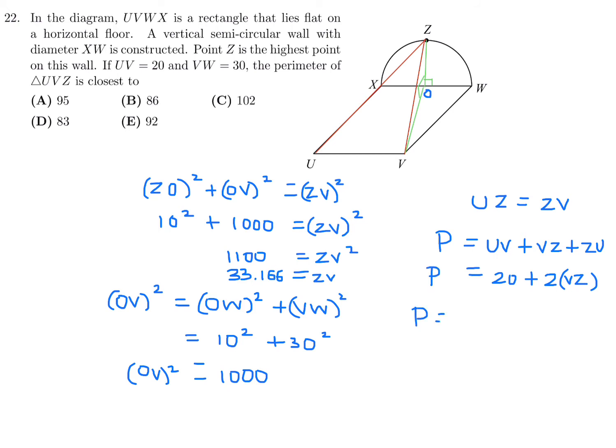Now P is therefore equal to 20 plus 2 times VZ, or ZV, 33.166. And therefore, if you do the math, that is 86.33. And that is closest to choice B for number 22.